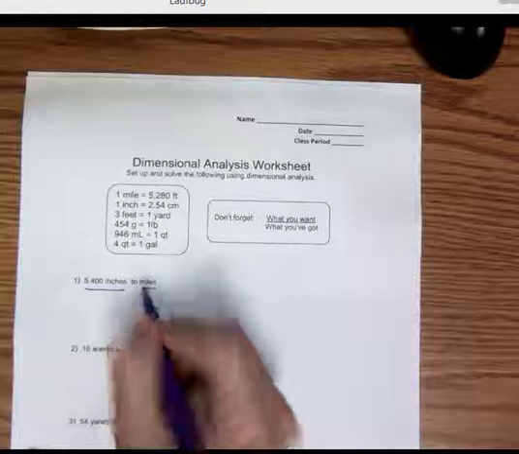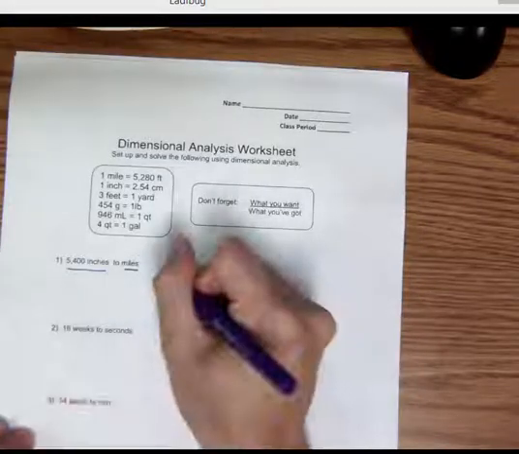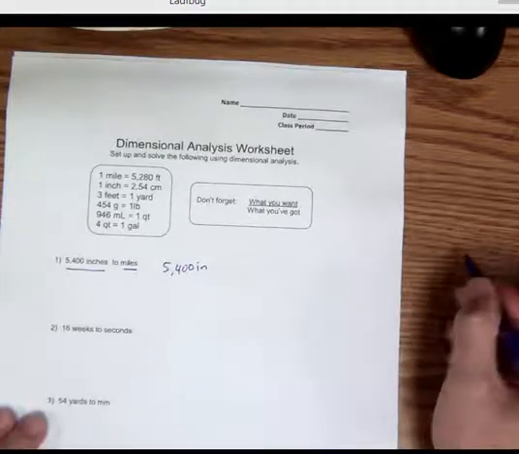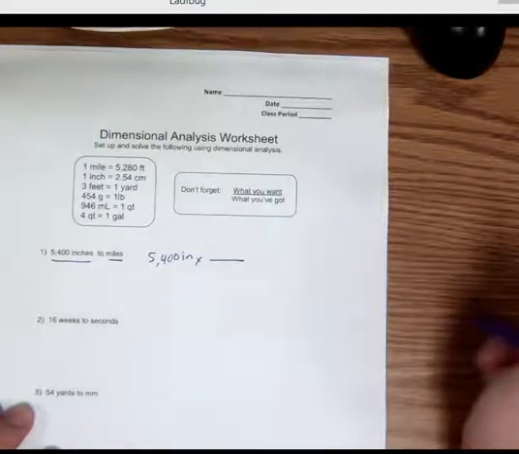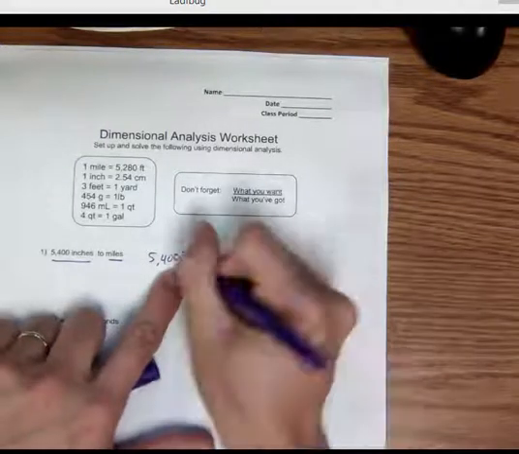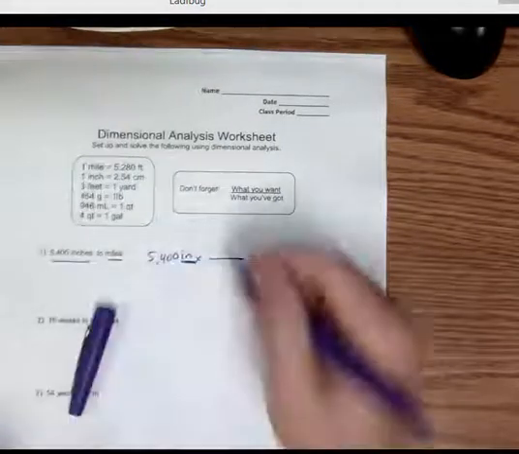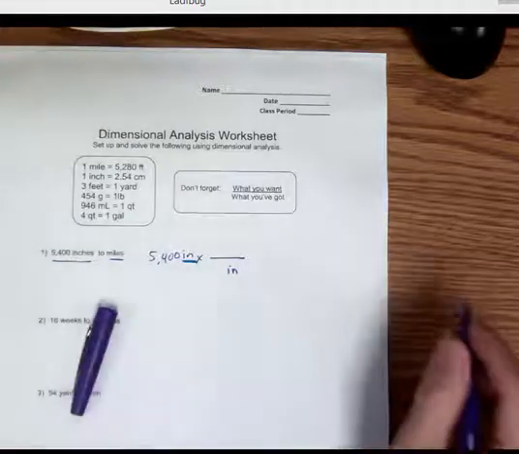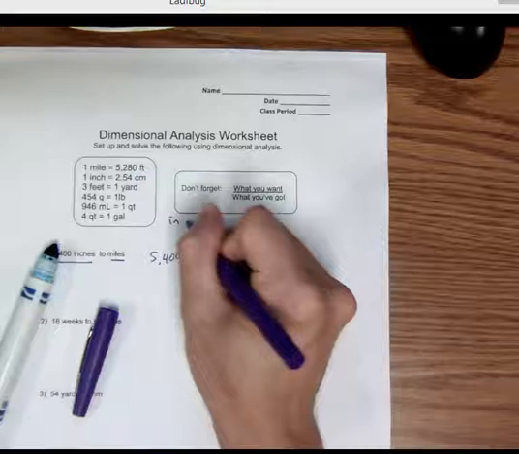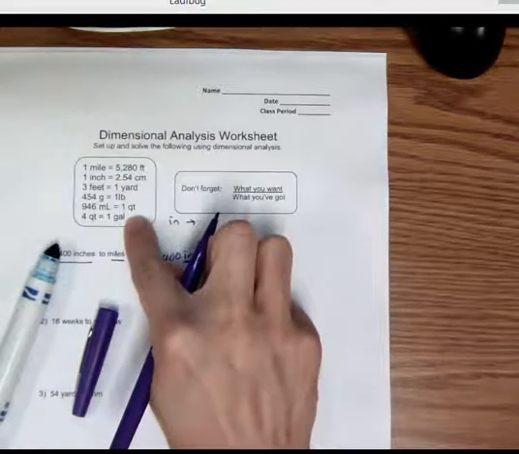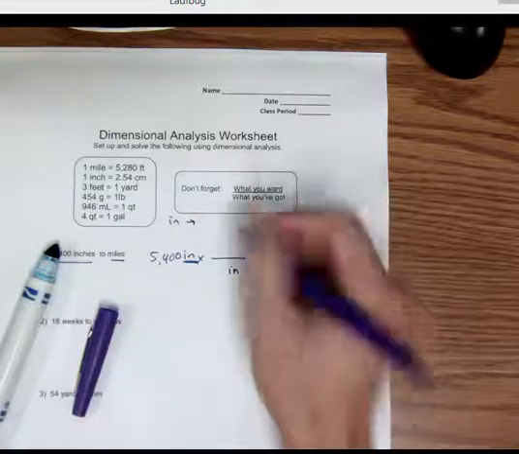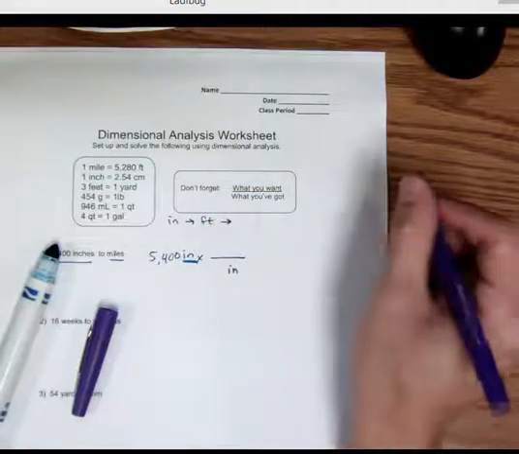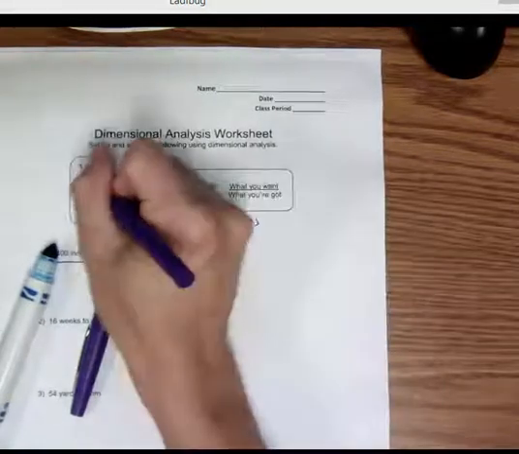Our first one is 5,400 inches to miles. We always start with what we're given, and you multiply it by a conversion factor to get rid of the inches. So you find a conversion factor with inches down here. What are our steps? We can go from inches to feet, because we know how many feet are in 1 inch. And from feet we can go to miles, because it tells you here how many feet are in 1 mile.